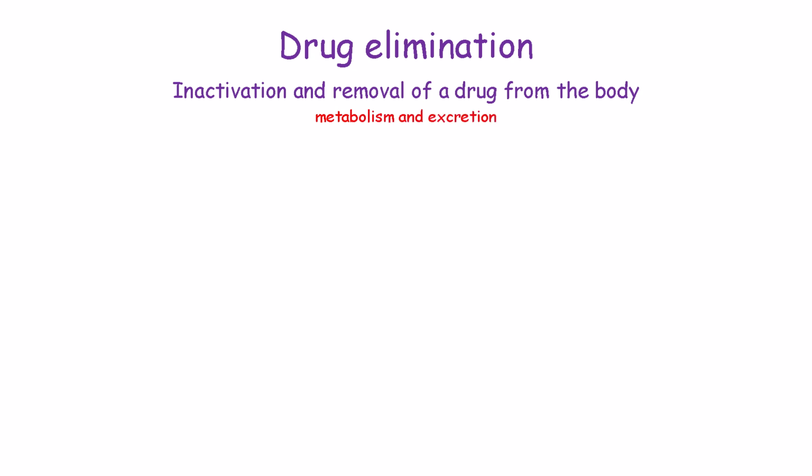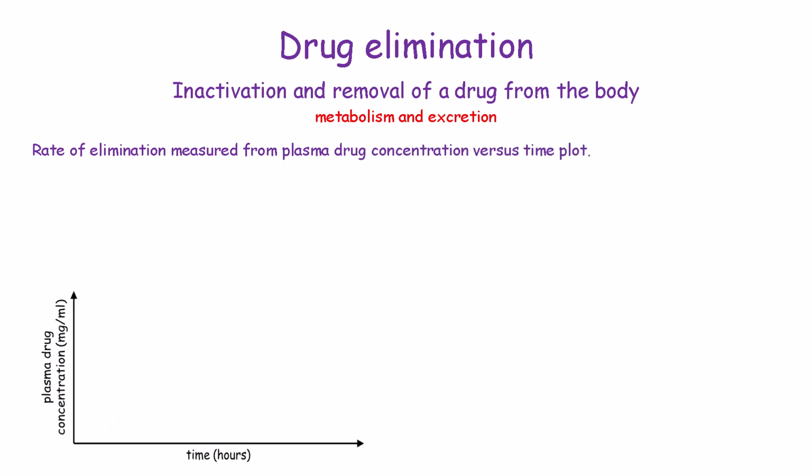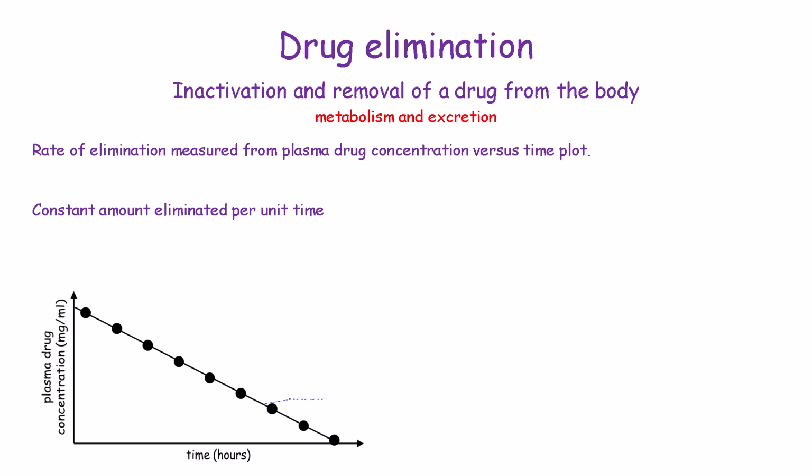Drug elimination is the inactivation and removal of a drug from the body and includes both metabolism and excretion. The rate of elimination is measured from plots of plasma concentration versus time, which we used earlier to measure bioavailability. Sometimes the plasma concentration falls at a constant rate over time, giving a linear relationship. This means that the rate of elimination is independent of the concentration of the drug and occurs when drug elimination follows zero-order kinetics.